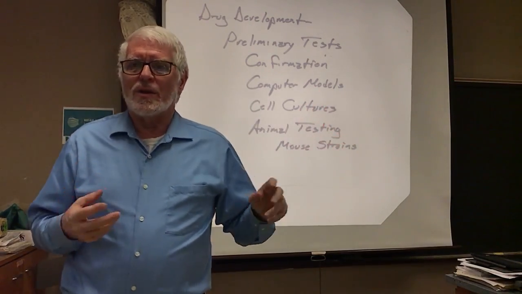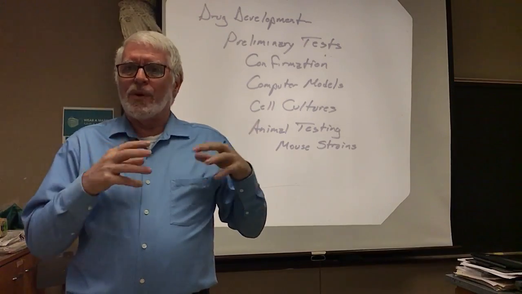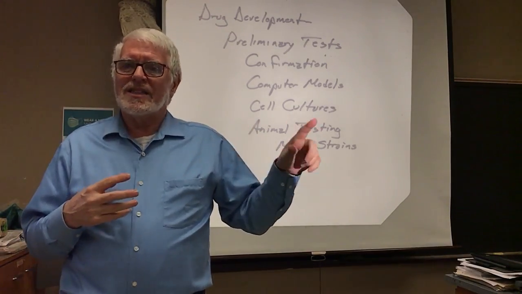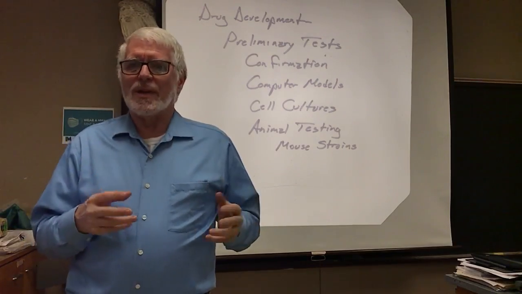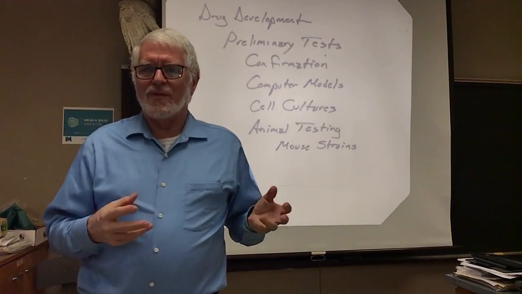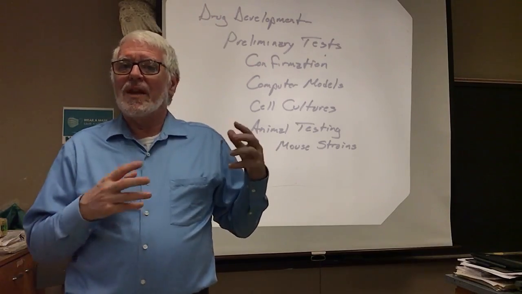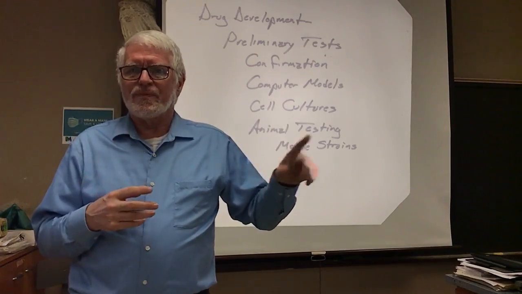A computer model only knows what you know. It can put it together in some pretty sophisticated ways, but it has limitations. The cells are much more complicated. We still don't know everything that's going on in a cell all the time. So the cell cultures look okay.